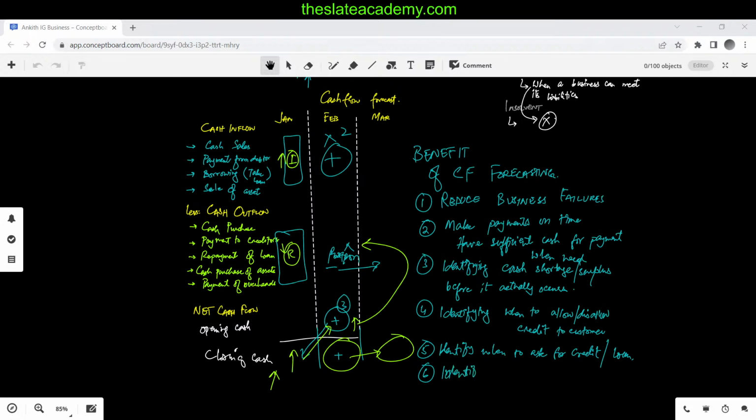Another thing cash flow forecasting helps us with is identifying where the money is being spent. What are the activities that are taking away a lot of cash, and what are the activities that are generating more cash for you? Where is the money being spent, or coming in from? So you are able to monitor and alter your activities accordingly.